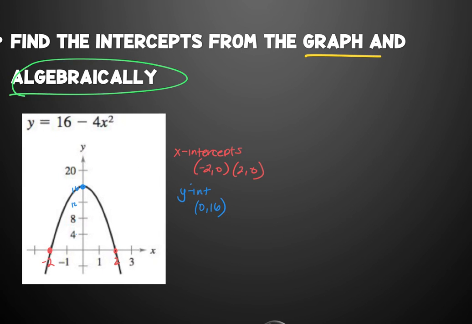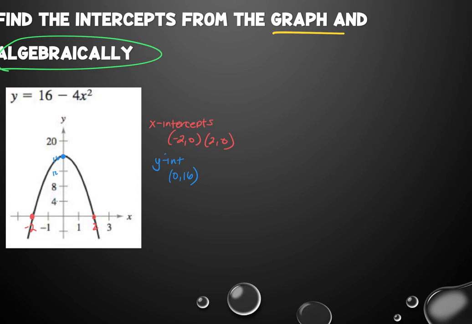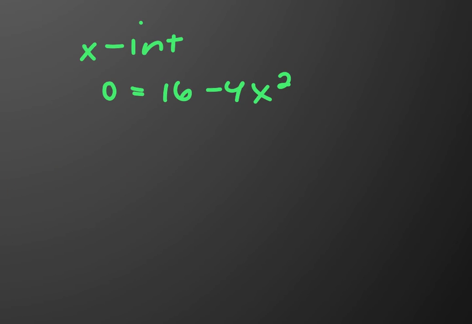Then algebraically is we plug in. So to find the x-intercepts, we plug the 0 in for y. So 0 equals 16 minus 4x squared. And then a couple ways to do it. One would be move the 4x squared to the other side, divide both sides by 4, square root doing plus and minus.